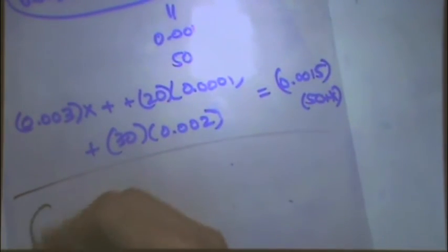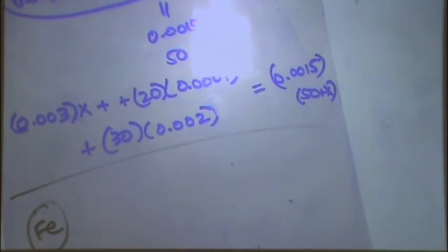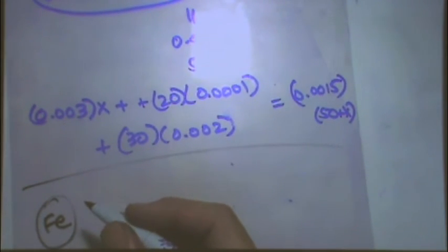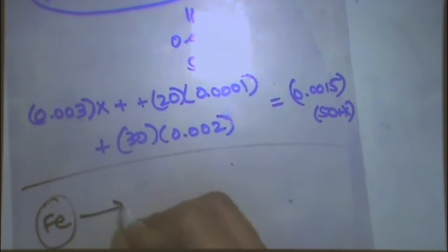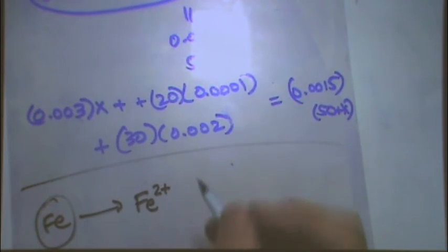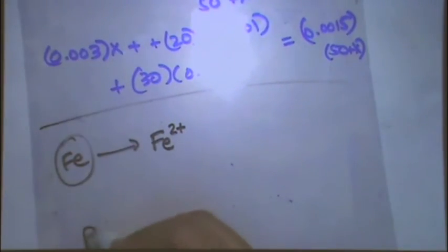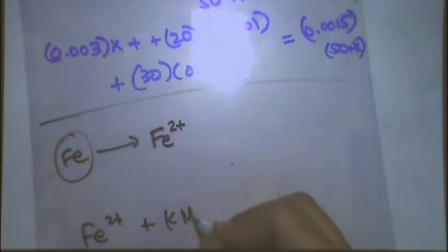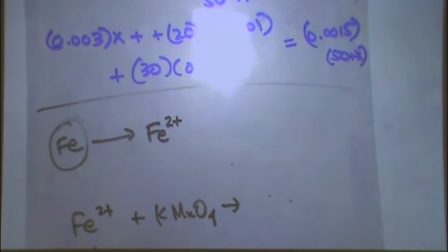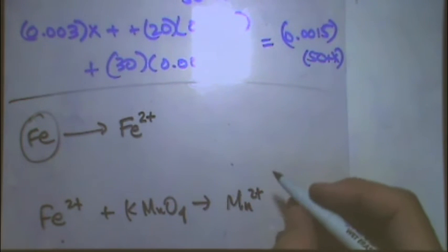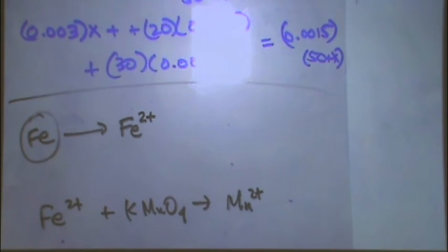Iron ore. It has iron oxide, which is ferrous. It can be analyzed by dissolving it and turning all the iron into ferrous, which is Fe2+. And then you take that ferrous and you titrate it with potassium permanganate. It reduces the manganese to Mn2+, and this to ferric.